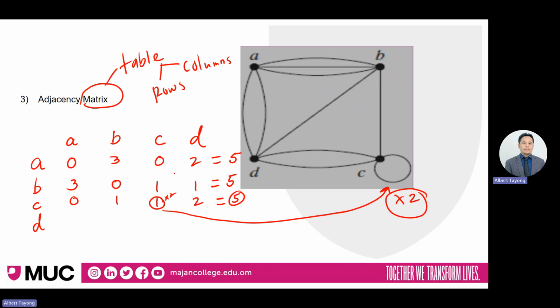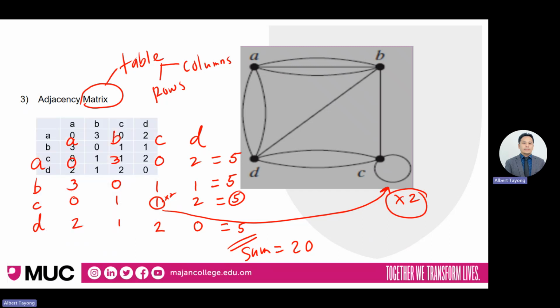And D, from D to A, we have 2. D to B, we have 1. And D to C, we have 2. D to D, 0 because there's no loop. So also the answer is 5. And the sum is 20. Okay, so this is how to find the adjacency matrix of a particular graph. We just have to look at the connections between the points.